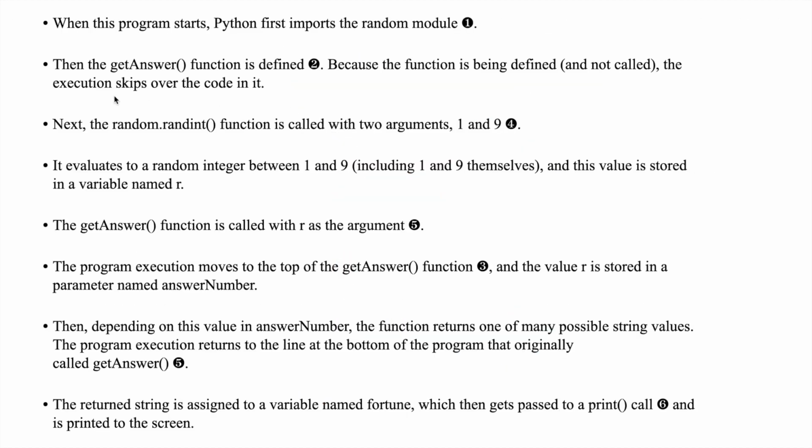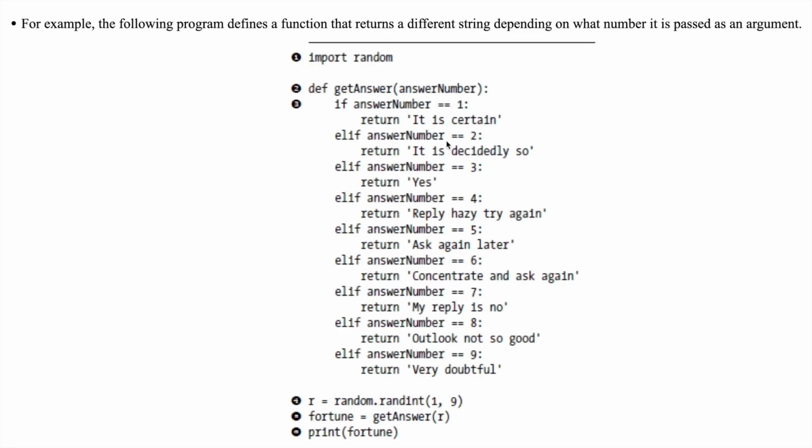The next random.randint function is called with two arguments, 1 and 9. So it won't come into the function here, since it is only defined. Instead it will come to this statement. Based on that, it will generate one random number, pass it to getAnswer, and whatever answer it gets will be stored in the fortune variable, and it will print the fortune variable.